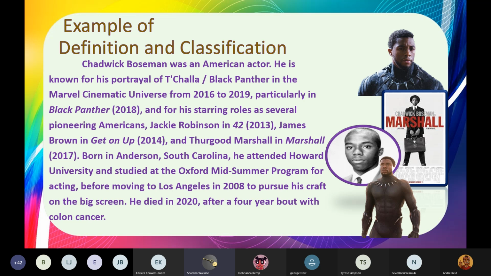So this is an example of definition and classification. Clearly they have classified various pieces of information about Chadwick Boseman's life here. And much information is given about his life here.